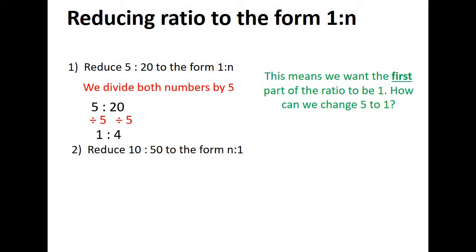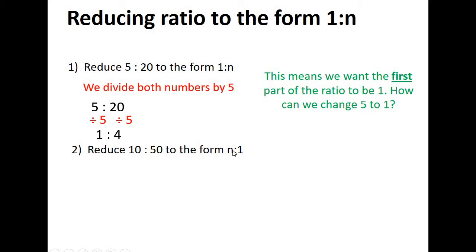On this one, if you notice, you've got 10 to 50, which has to be written in the form n to 1, and the 1 is on the right hand side, so the 50 has to become a 1 this time. These sorts of questions often confuse people because they just assume that you're going to divide by the smaller number, but that isn't always the case, and sometimes when you're writing ratios in the form 1 to n or n to 1, you can end up with a fraction or a decimal. In this case, we're going to have to divide by 50 on both sides.